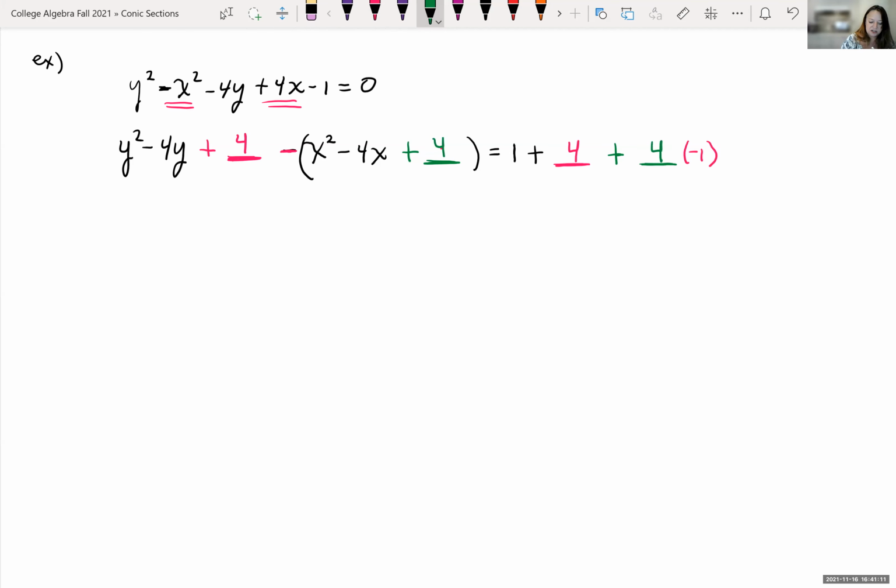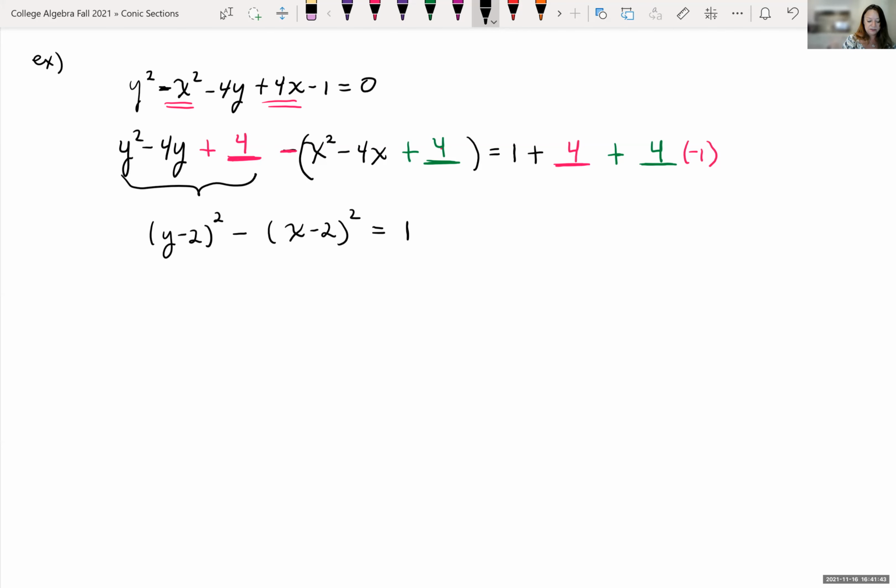So it's more like we're subtracting off 4 on the other side. So here's our perfect square. So this is (y - 2) quantity squared minus (x - 2) quantity squared is equal to, well, we have 1 plus 4 is 5. 5 minus 4 gives us 1. This is in standard form.